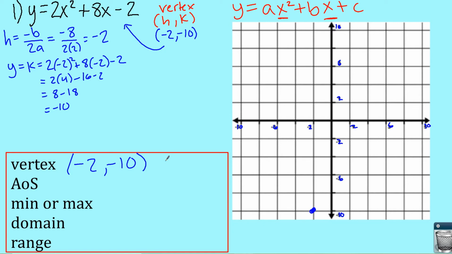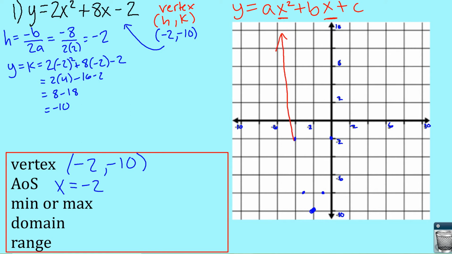Our axis of symmetry has to go through that vertex. And since a is positive, we know it's going to go up. So let's see. Might be easier just to plug things in. Give me a second. Okay, now that I've got my vertex and 2 points to the left, 2 points to the right, we've got enough points. So we graph it.